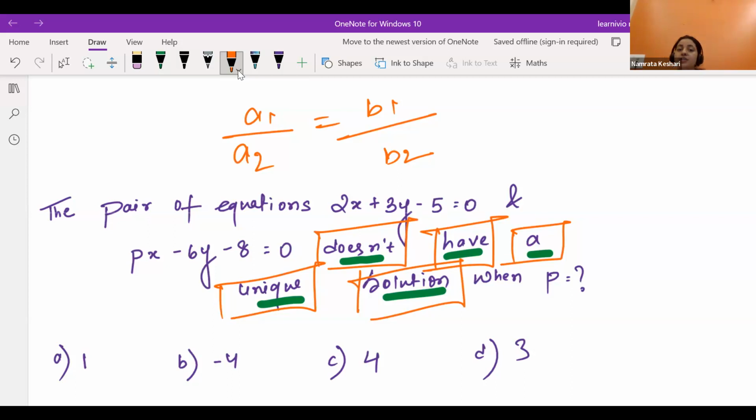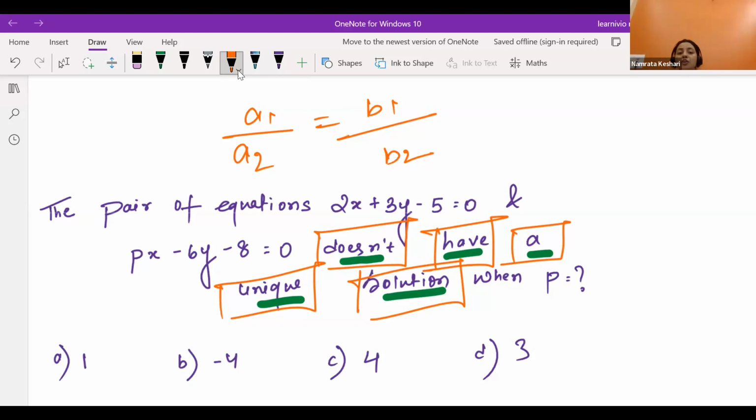Now, what is A1? What is A2? What is B1? What is B2? Again, I am repeating here. The question says the pair of equations 2x plus 3y minus 5 is equal to 0 and px minus 6y minus 8 is equal to 0 does not have a unique solution, then P is equal to. So far, we have only done those questions where it was clearly given that these two equations have a unique solution, infinitely many solutions, or no solution, then find A, B, P, Q, whatever. But this question is quite different.